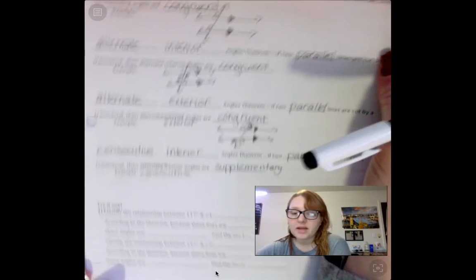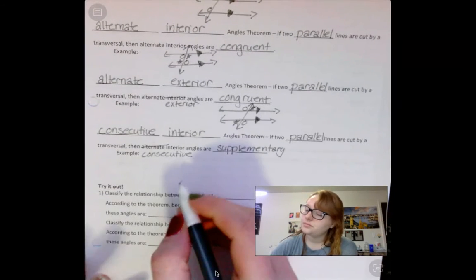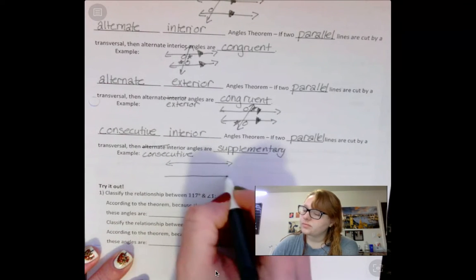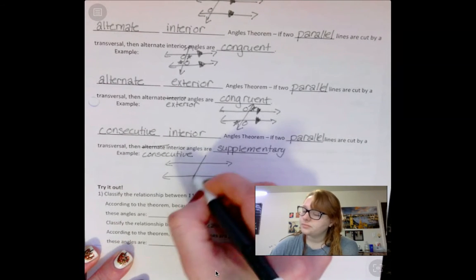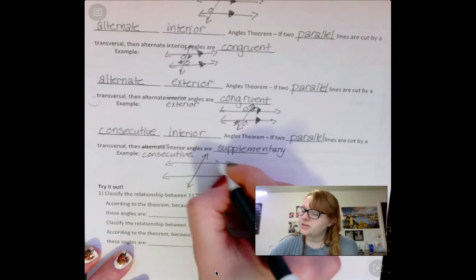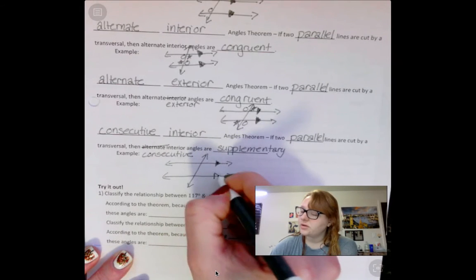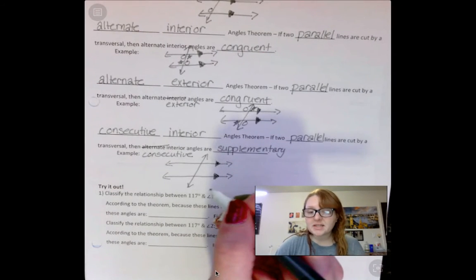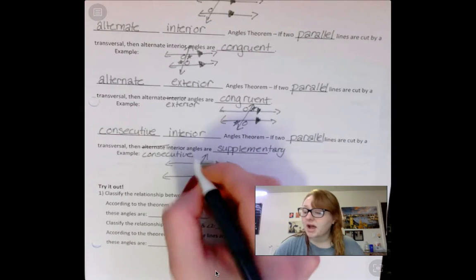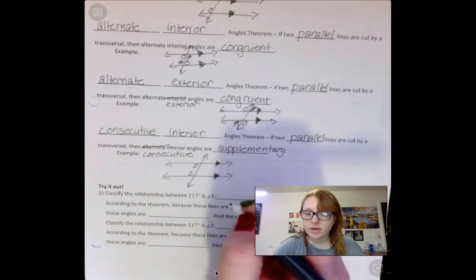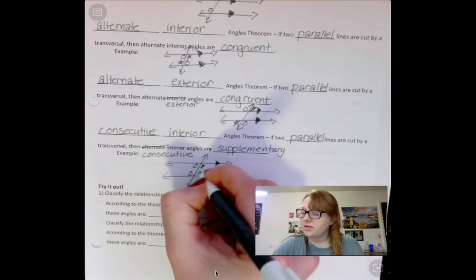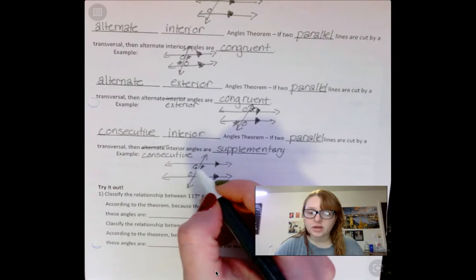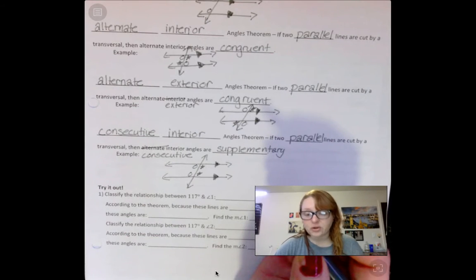Okay, so let's draw a picture. So we know that these are parallel lines, so I'm going to draw those little arrows. And consecutive interior are going to be on the inside of the parallel lines and on the same side of the transversal. So here and here would be a good example, or here and here would be a good example. So these are supplementary. If you add these two angles together, you would get 180 degrees.